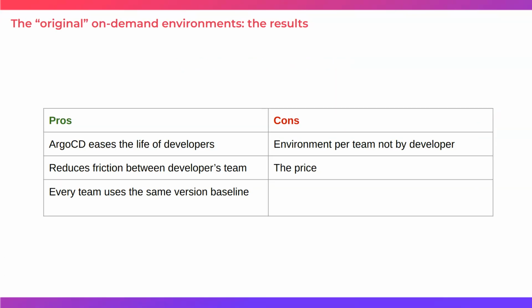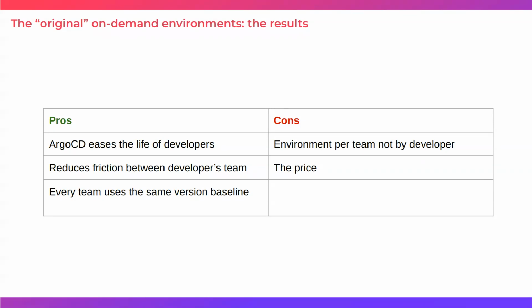So about pros and cons of those environments. Well, what we found out is that Argo CD really eases the life of developers. They were really happy about the web interface, and actually that helped them understand how Kubernetes works. So this was a great win. It also reduced the friction between developer teams. And what was really great was that every team used the same version baseline of every application. So when they shipped stuff to staging, there were a lot less issues.